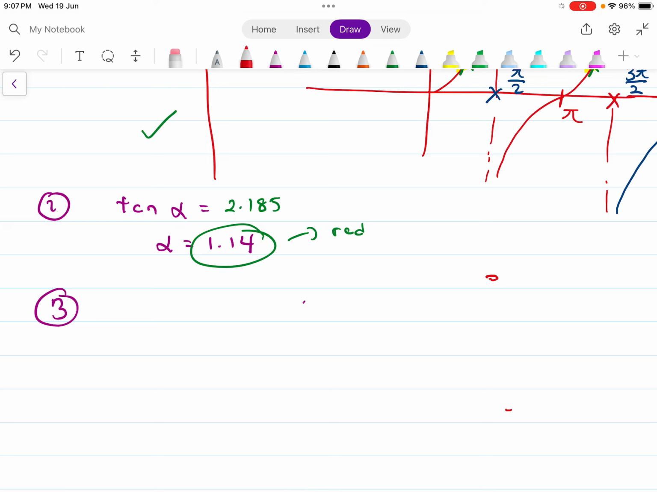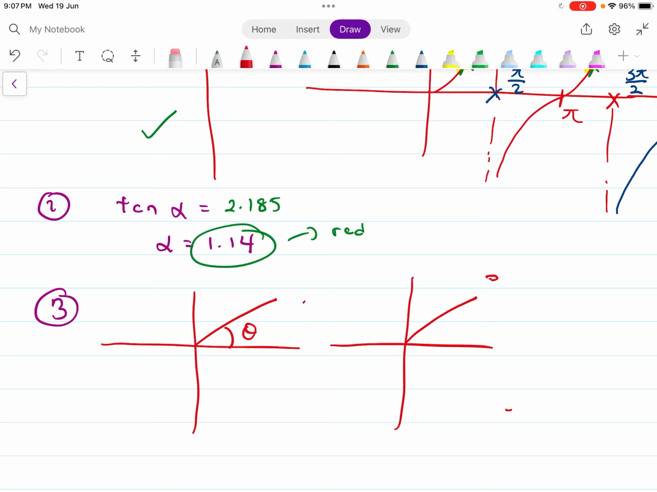The third step will be the drawing part. The drawing part will be like this. For example, this one is the angle theta, so this is 1.14 radian. So the first answer comes out already.